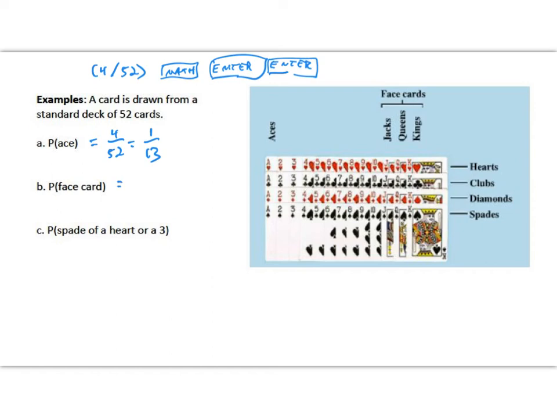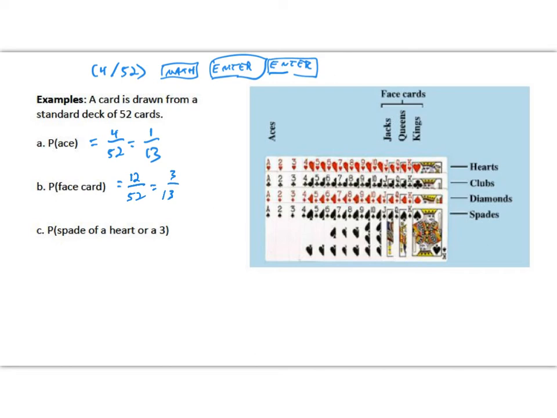What's the probability of getting a face card? Well, let's count off the face cards here, and you'll notice that there's 3 in each suit across the 4 suits. So that's 12 out of 52, and that'll reduce all the way down to 3 over 13.